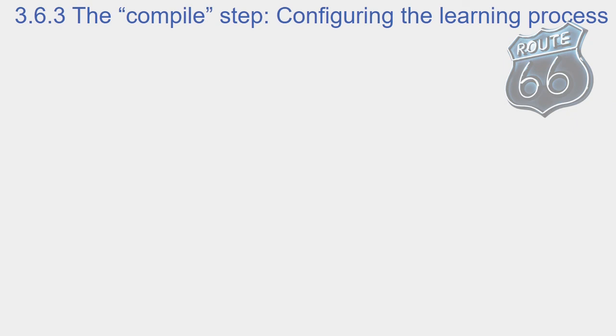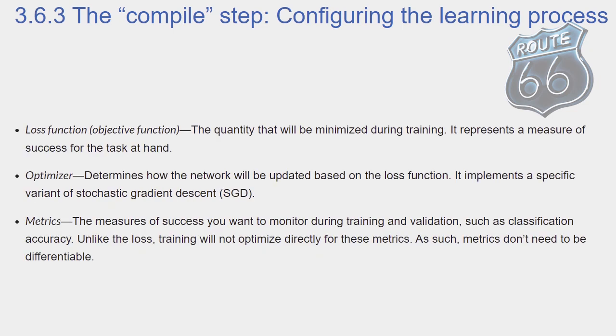Section 3.6.3. The compile step, configuring the learning process. Once the model architecture is defined, you still have to choose three more things. Loss function or objective function, the quantity that will be minimized during training. It represents a measure of success for the task at hand. Optimizer, determines how the network will be updated based on the loss function. It implements a specific variant of stochastic gradient descent, or SGD.